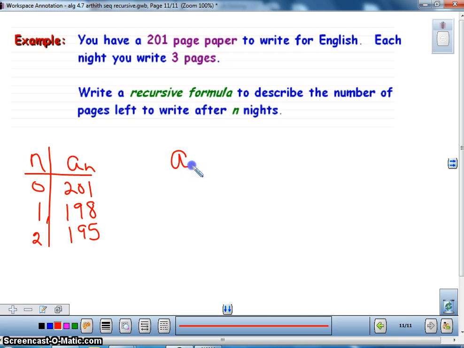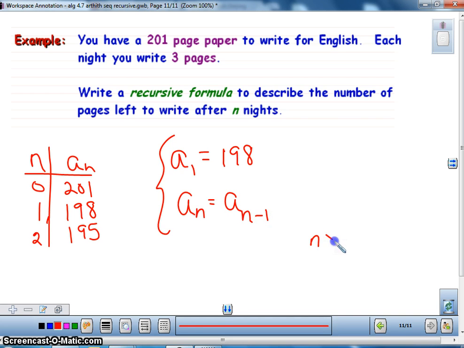We need our first term. We can't use 201, we have to use 198. Next, we need our nth term. It's equal to a, always to the n minus 1, and then we want to put n greater than 1. And what's happening each time? We're subtracting 3. I hope these are starting to come a little easier, so when we do your homework, they'll make more sense. This is a tougher unit, and you guys are doing a great job, so we'll go through more of it tomorrow.